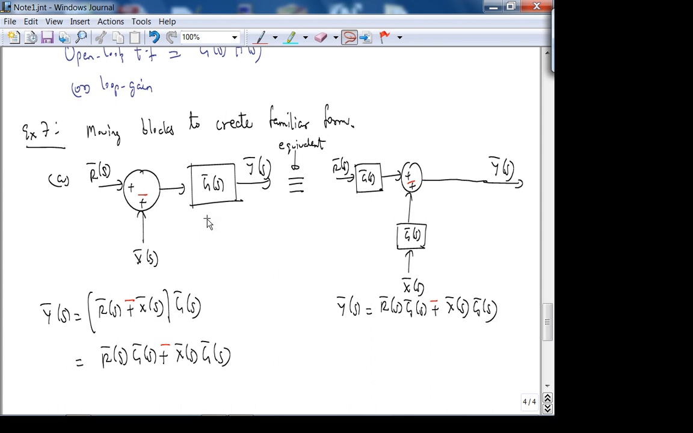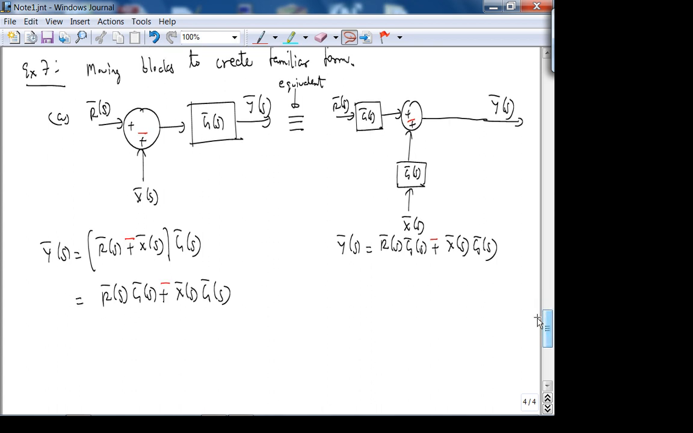Doesn't matter, it's all G of s. Basically, whatever this transfer function is, if you move this to the left, you have to multiply each of these signals by the transfer function. That's the point. Okay, so let's look at this fellow.